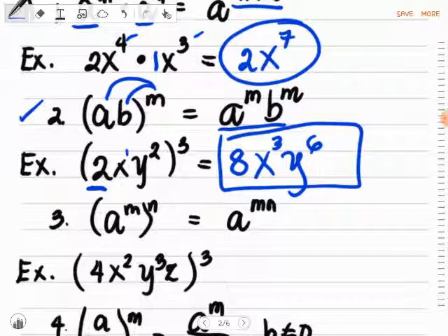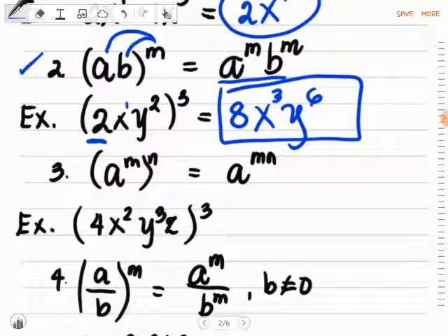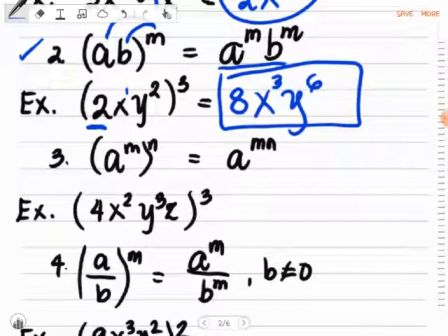Okay? Next, number 3. Quantity a raised to m, raised to n. Okay? Parang i-multiply mo si m tsaka si n. Parang ganun siya. Same lang siya ng number 2. Okay? Pero dito, parang single ano siya, no? Single letter. So, here, ganun din siya.